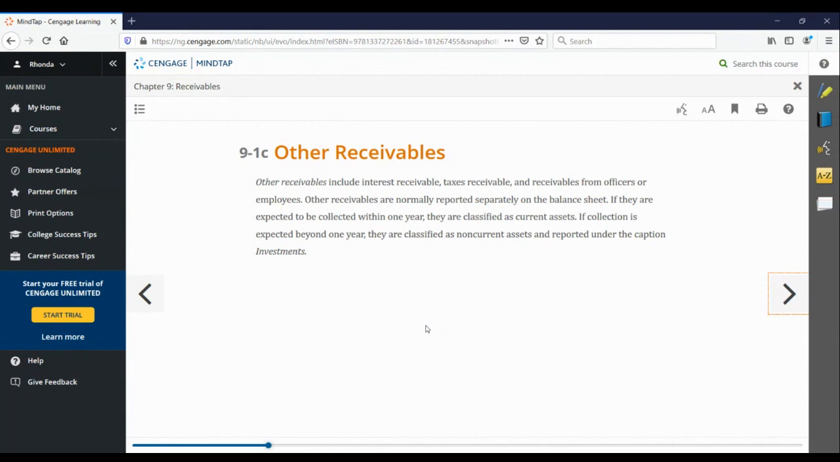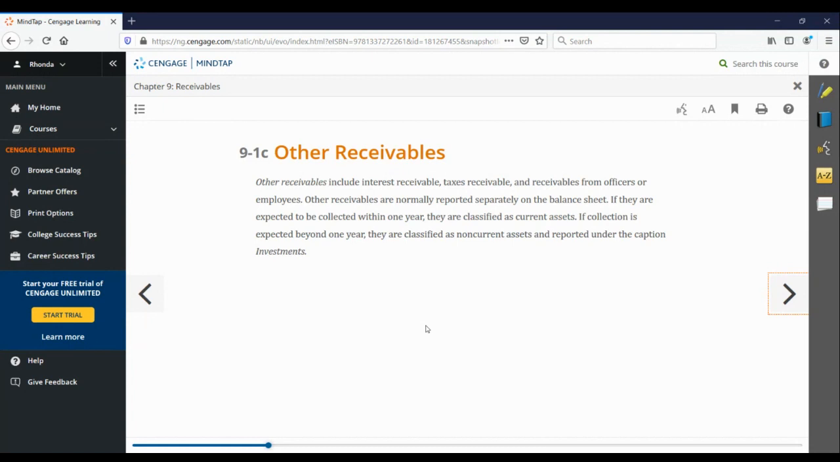Taxes receivable, receivables from officers or employees, any type of receivable is considered to be an asset. If we can collect that asset within 1 year, then we will call it a current asset. If the collection is beyond a year, then we will report it in our investments section of the balance sheet.